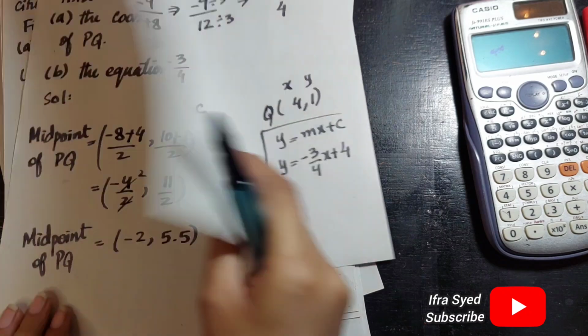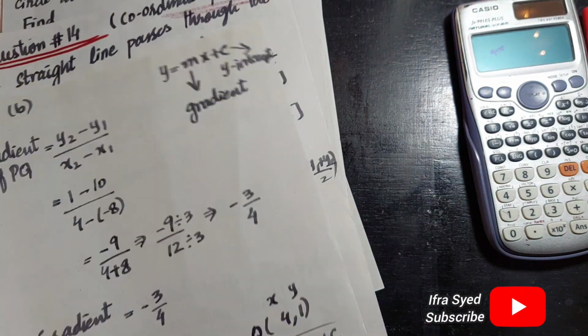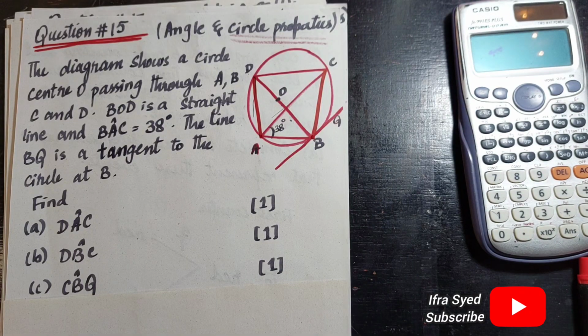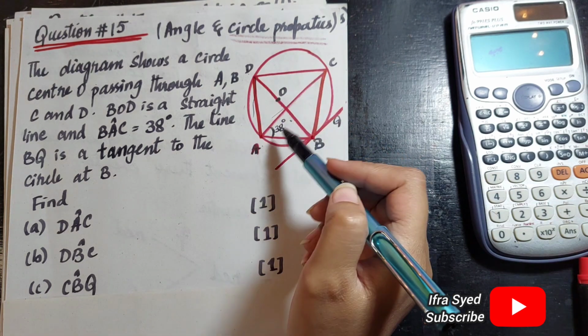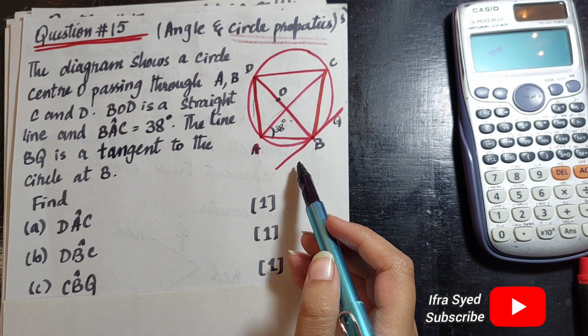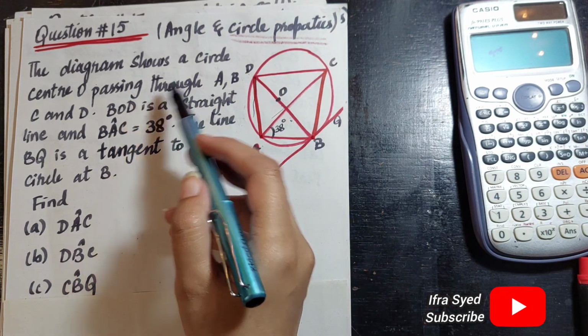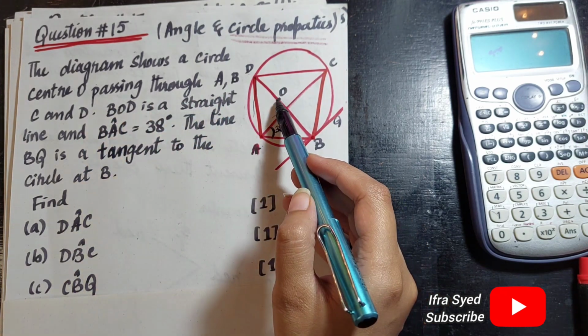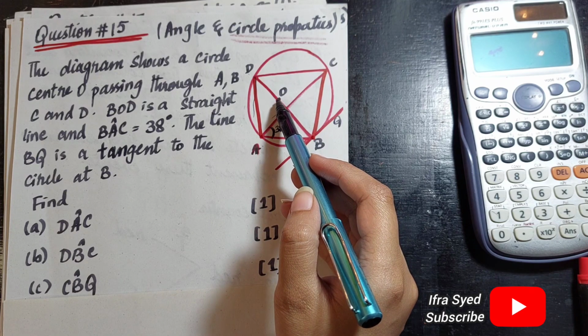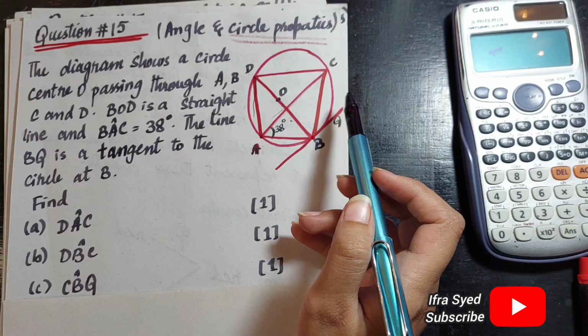Our next question is question number 15, and it is from the topic angles and circle properties. And our question is, the diagram shows a circle with center O. This is the diagram, and I know it's not proper. I only drew it to make your concepts clear. So the diagram shows a circle with center O. This is the center of this circle, passing through A, B, C, and D.